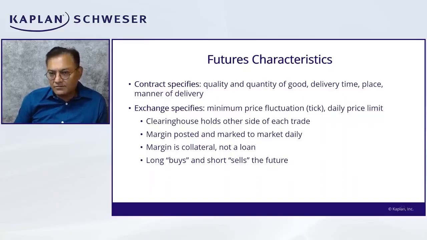Now, the clearinghouse, just like in all exchange traded contracts, holds the other side of each trade. Margin is posted to manage the credit risk that the clearinghouse takes, and this margin is marked to market daily. So if a party suffers a loss, they need to make an additional deposit. If they have a gain, they can withdraw money from their margin account. Margin is considered to be a collateral, not a loan to the exchange. And the long party is the buyer, the short party is the seller in that underlying futures contract.